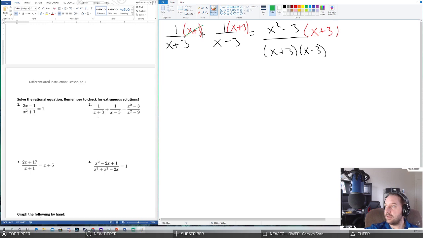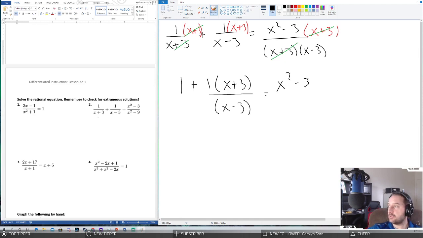Now it's going to cancel out here and here. So rewriting what I have: 1 plus (1 times (x plus 3)) over (x minus 3) equals (x squared minus 3) over (x minus 3). So again, I still have something in the denominator. So to get rid of whatever's in the denominator, we multiply. So I'm going to multiply everything by x minus 3. And so those are going to cancel out.